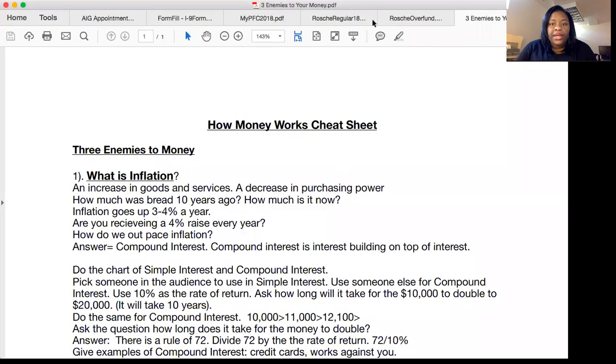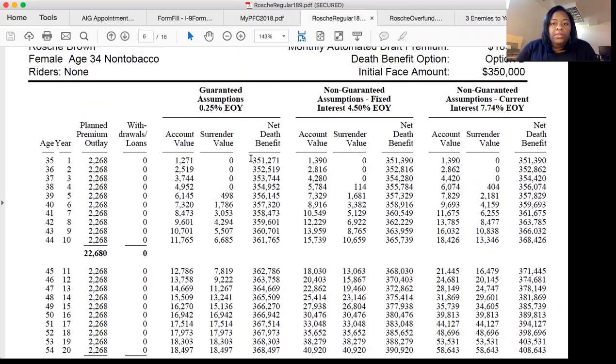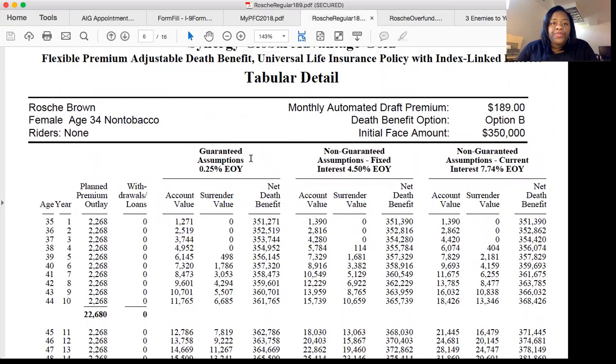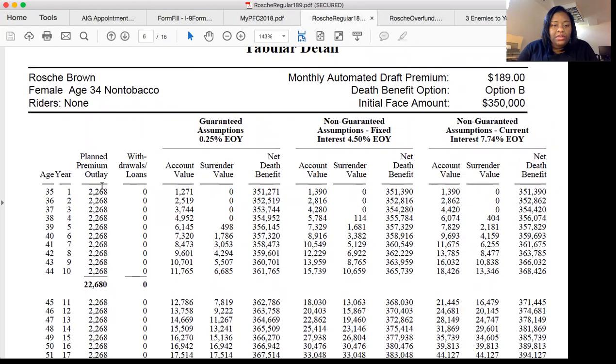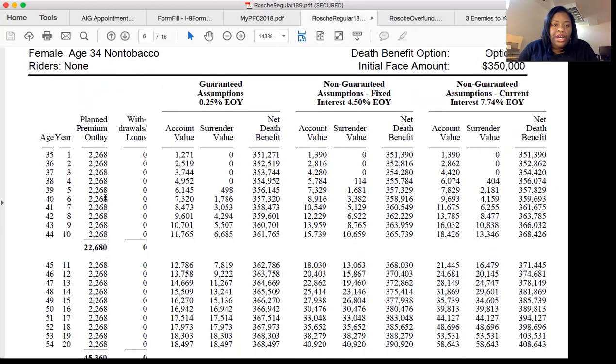Let me show you a quick policy, because I think it's really important for people to see a policy at work, and that can help you. Okay, so here goes my policy. This policy is a $350,000 policy at what is called option B. So it allows it to grow over time, and it costs me $189 per month. Okay, so you would notice right here at 35 that this is going up, and this is how much it is per year, $2,268. And then if you go over to this side of the 7.74%, that is the little cash value area. So the first year in my account, there's $1,390.